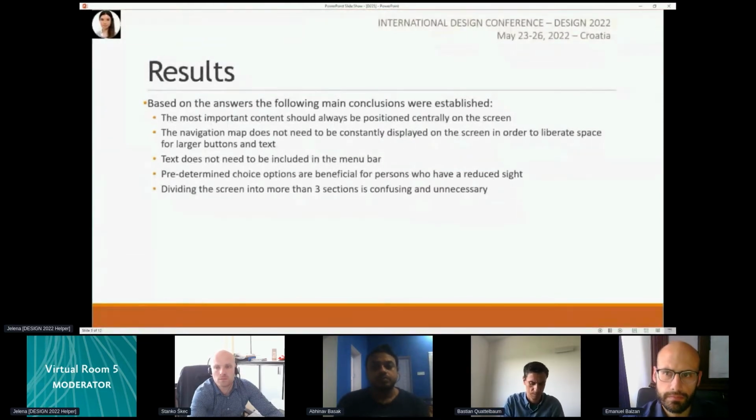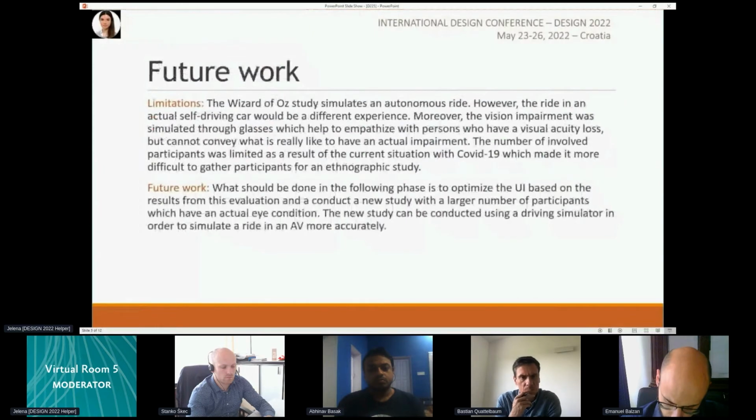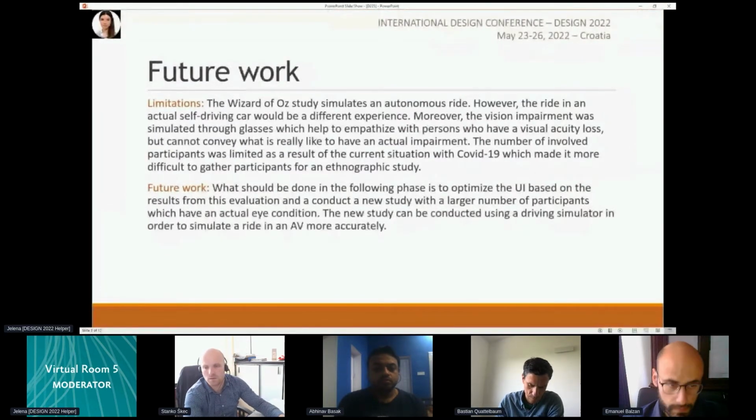Dividing the screen into more than 3 sections is confusing and unnecessary because variant number 1 had a header, menu bar, and options section, which proved to be the most intuitive for use. There are some limitations of this research that need to be elaborated. The Wizard of Oz study simulates an autonomous ride. However, the ride in an actual self-driving car would be a different experience due to the exclusion of a driver and the appearance of the vehicle cabin.